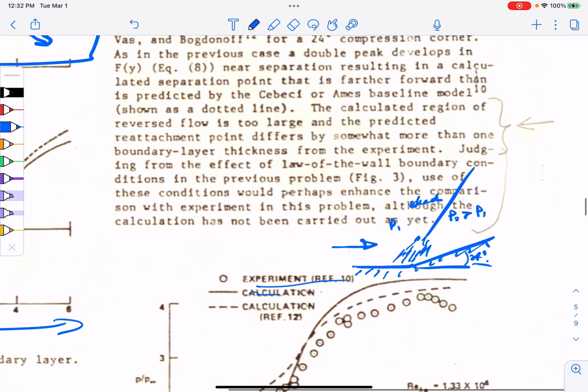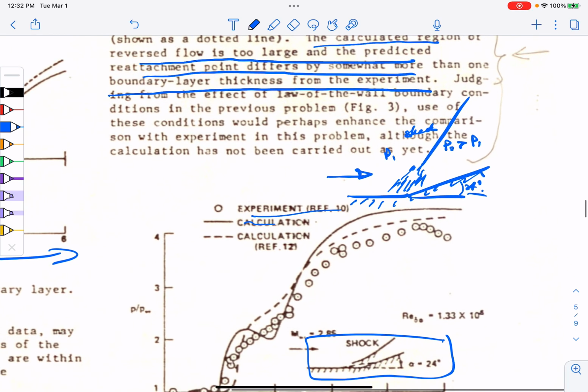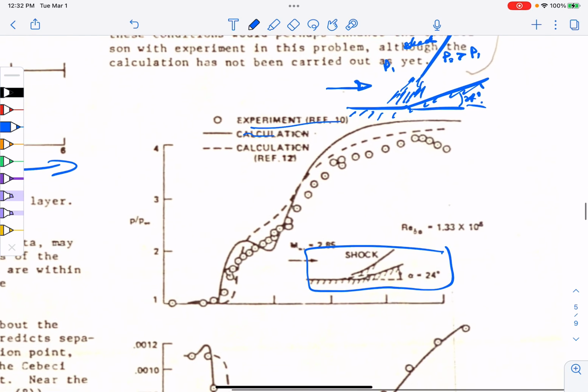And in here I wanted to highlight the sentence. He said they calculated the region of reverse flow is too large and the predicted reattachment points differ somewhat more from the boundary layer thickness from the experiment. So you see he's very critical of his own model and what's wrong with it. So those are just things he's identifying, that even though this model is more advanced and better than Cebeci-Smith in a lot of respects, unfortunately it still has a lot of things to be desired.